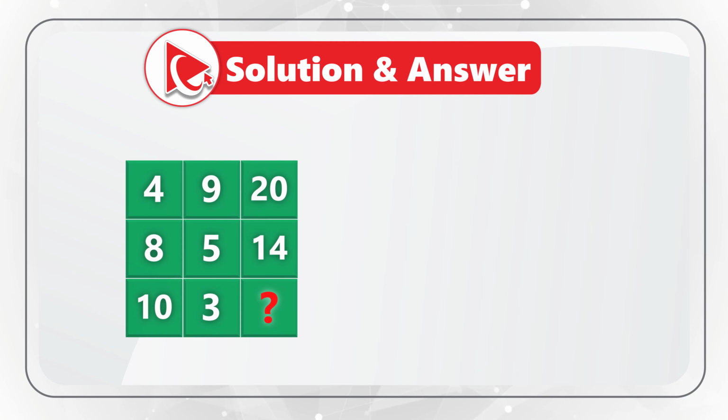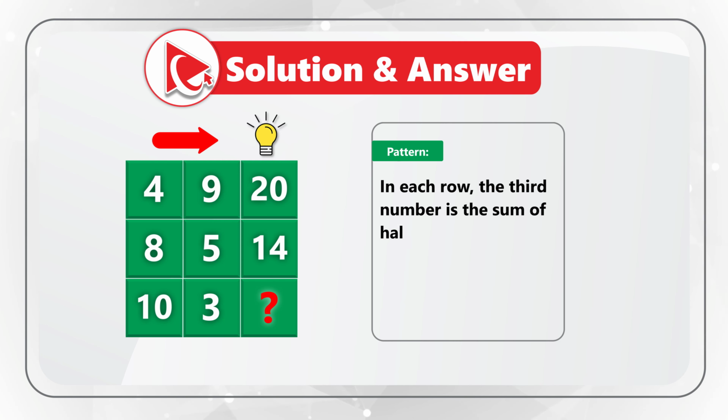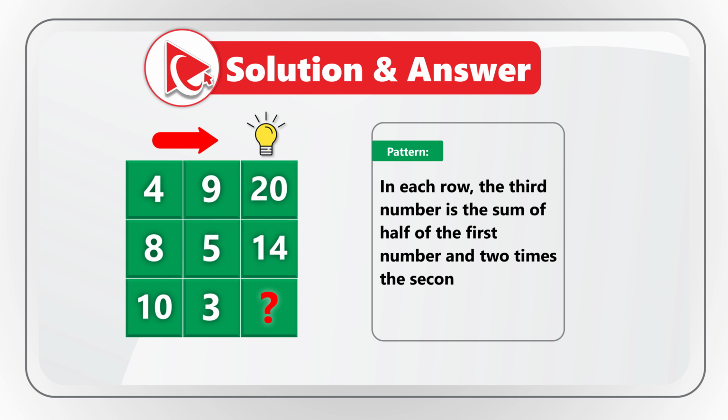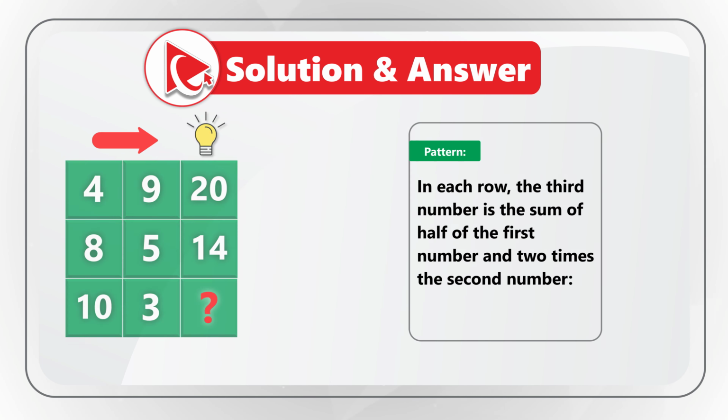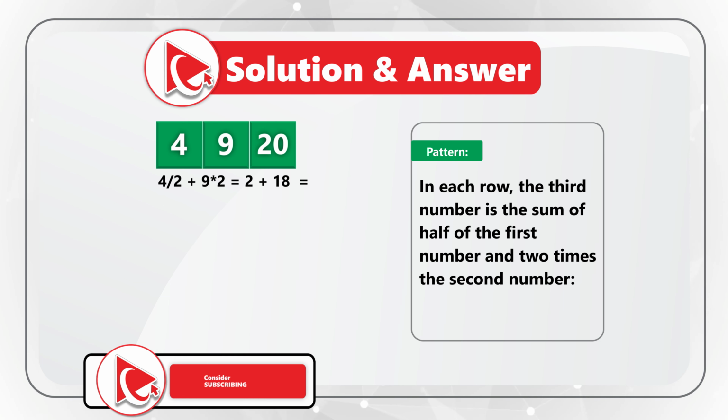And the pattern here is that the manipulation with the left and the middle number calculates the right column's number. Basically, in each row, the third number is the sum of half of the first number and 2 times the second number. Let's look at the specific calculations. The first row has numbers 4, 9, and 20. 4 divided by 2 plus 9 multiplied by 2 equals 2 plus 18 and equals 20, which is exactly the number in the third column.